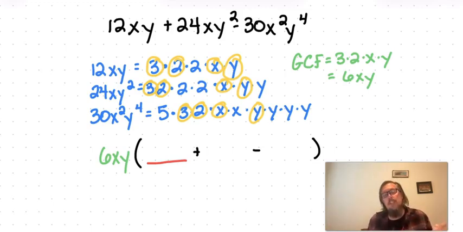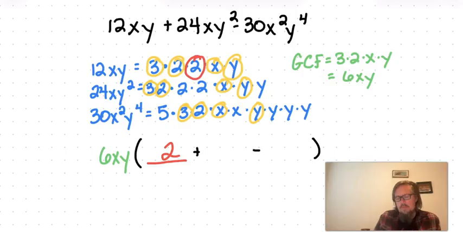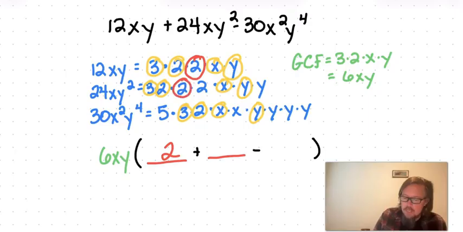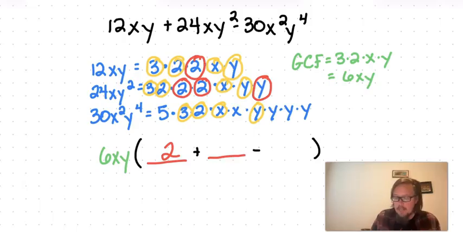Now in the previous problem, I told you you could divide 12xy divided by 6xy, but you could also just go look at your factor list. What was left in my factor list? 2. Okay, the thing that goes here is 6xy times what would give me 24xy squared. Again, I could do 24xy squared divided by 6xy, like we did in the first problem, or we could look at what's left in our factor list. 2 times 2 times y. 2 times 2 times y is 4y.